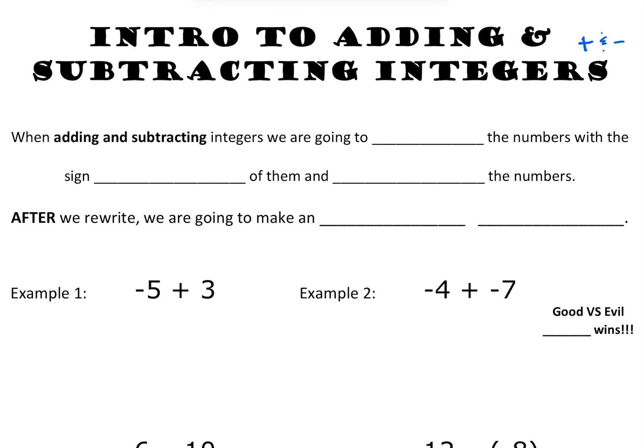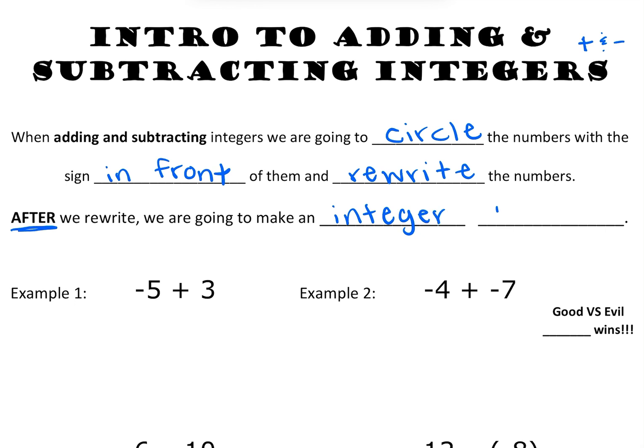When we are adding and subtracting integers, we are going to circle the numbers with the sign in front of them. Okay? And we are going to rewrite the numbers. So we're going to circle and rewrite, and you'll see why in just a minute. After we rewrite, we are going to make an integer table. That's the first thing we are going to practice today: we are just going to circle, rewrite, and put them in the table.